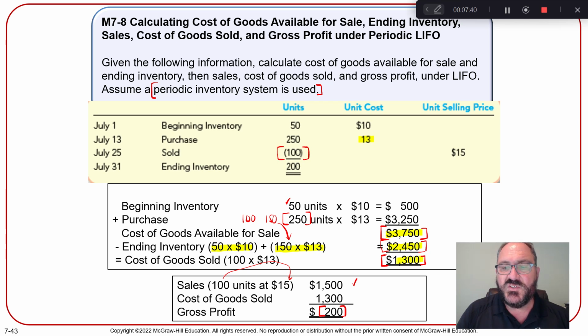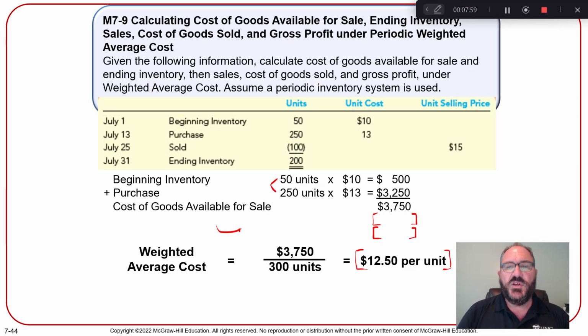So our cost of goods sold now is $1,300. So our gross profit now is only $200. Notice what we did. We lowered the gross profit, which would eventually lower net income. So again, doing LIFO, it's really all about saving taxes, okay? And again, periodic system.